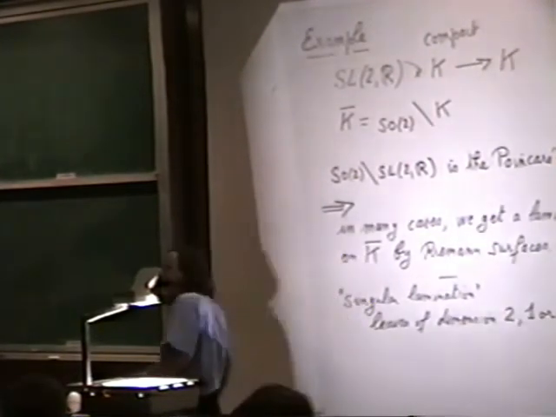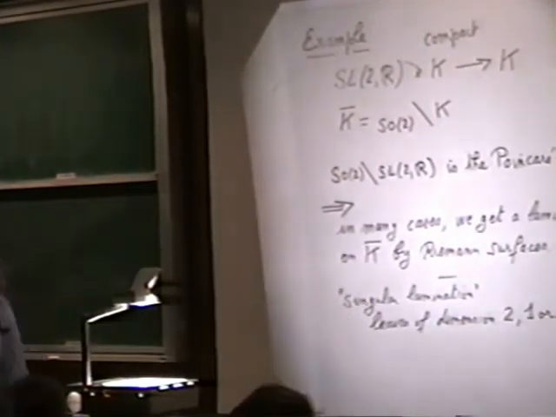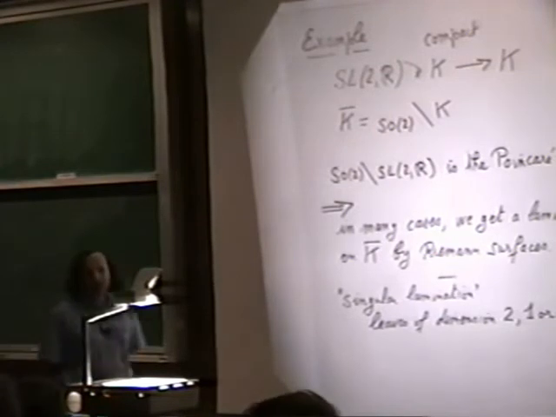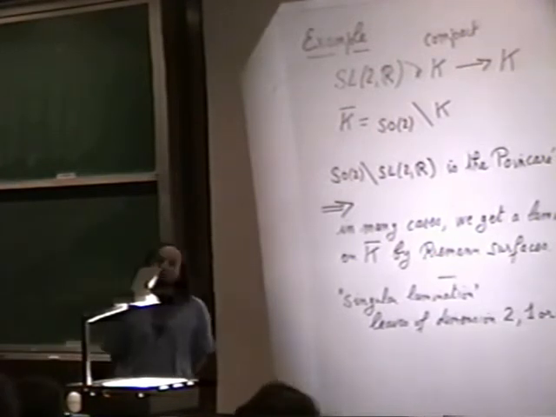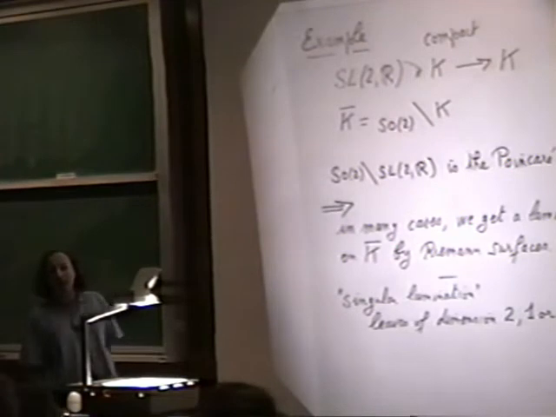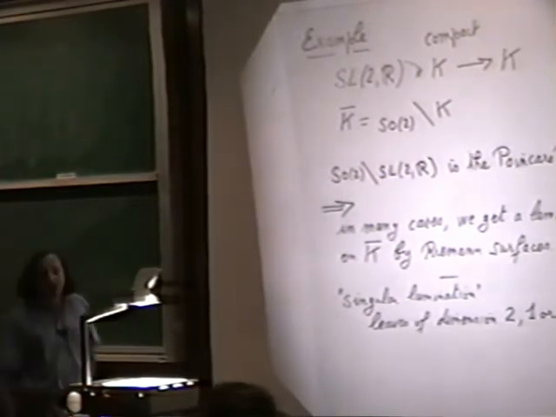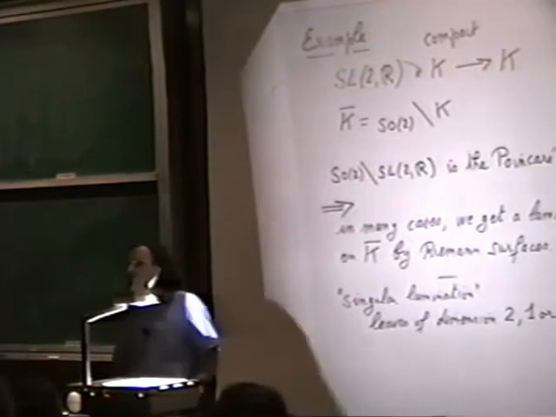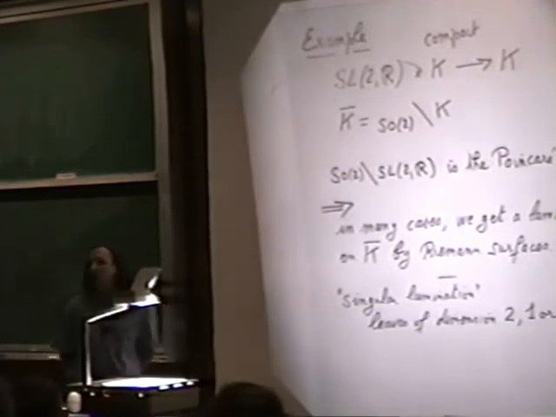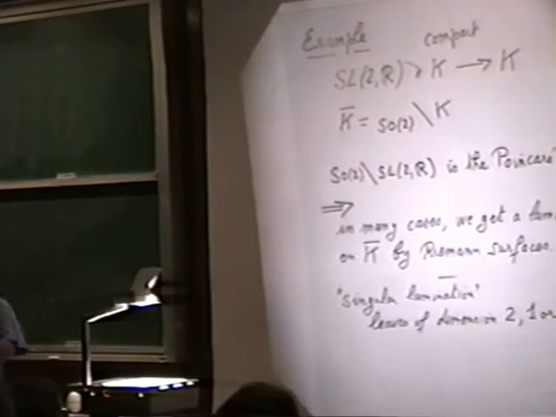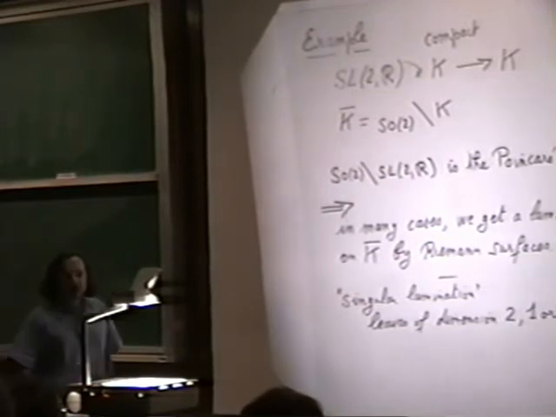You start with an action of SL2R on some compact metric space K. Then you say, well, in SL2R there's a subgroup which is SO2. SO2 is a compact group, so it's a good idea to look at the quotient. Let me call it K bar, the quotient of K by SO2. Usually it's a very nice object. You have an action of a circle on a compact space, and the quotient is usually a very nice compact space.